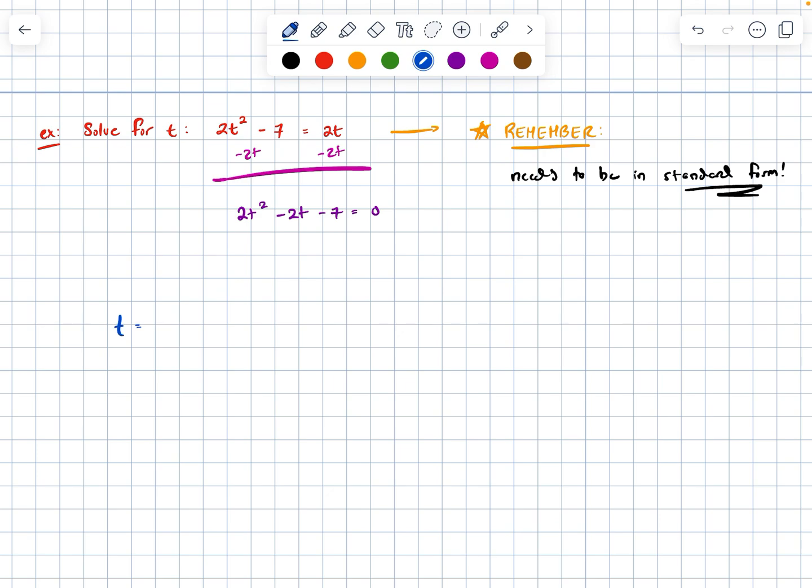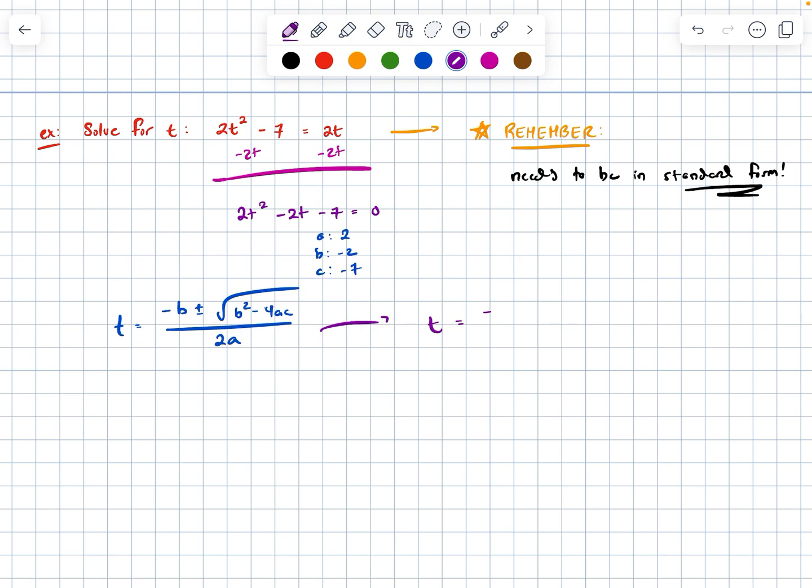And now, using my quadratic formula, I should be able to identify my values of t. Say it with me. T equals negative b plus or minus the square root of b squared minus 4ac all over 2a. Well, a, my leading coefficient here, is 2. B, my middle coefficient, is negative 2. And c at the back is negative 7. Let's slot everything into place.